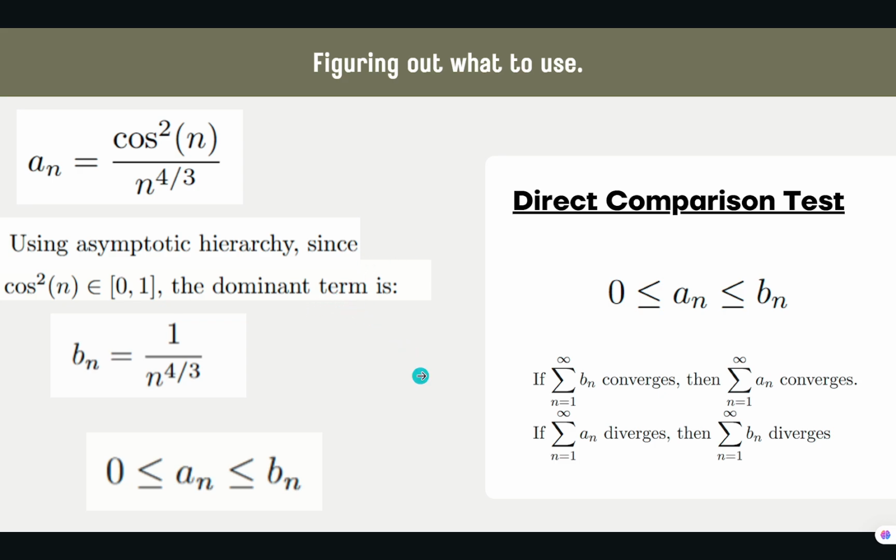To make sure that we're on the same page, the reason this is so is that since cos squared n only goes from 0 to 1, then compared to 1 over n^(4/3), it is always either less than or equal to 1 over n^(4/3), because it is either a 0 or a fraction, and then the fraction is less than whatever the b_n would be. And this is the direct comparison test. So now we have to find out whether b_n converges or diverges.